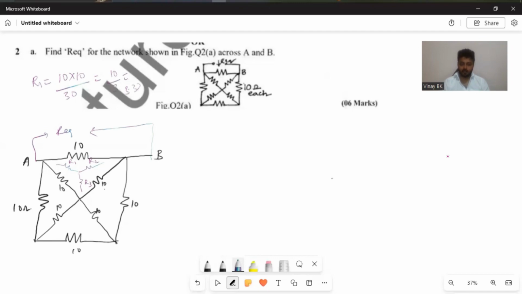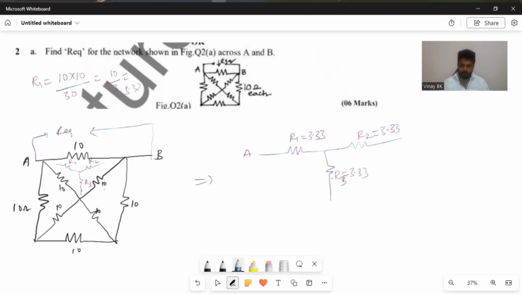3.33. So now, from A to R1, I will write from A to R1, and between R1 and R2 there is R3, like this. What is the value of R1 now? 3.33 ohm. R2 is also 3.33. R3 is also 3.33.